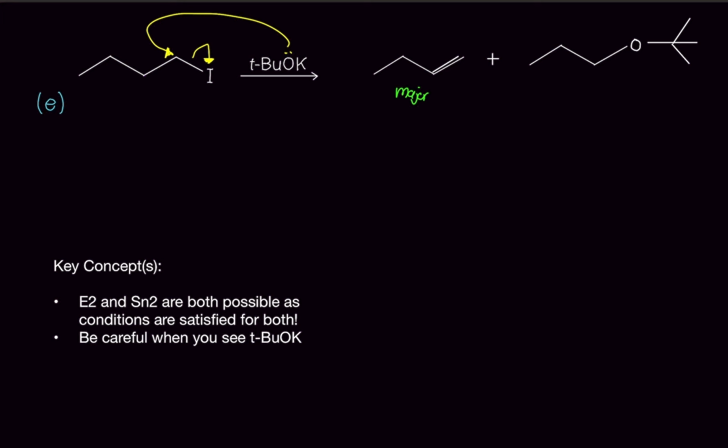So the key concept here is that E2 and SN2 are both possible if the conditions are satisfied for both. And they are. Barely, but they are. The only reason we do SN2 is because this is a primary. Had this not been a primary, then you won't do SN2 at all. If you do this reaction in real life, like 95% is going to be the E2 reaction and like 5% will be SN2. So you have to be really careful when you see tert-butoxide. 90% of the time, you're going to be doing E2 when you have tert-butoxide, unless you have a primary alkyl halide, then you're going to do both.